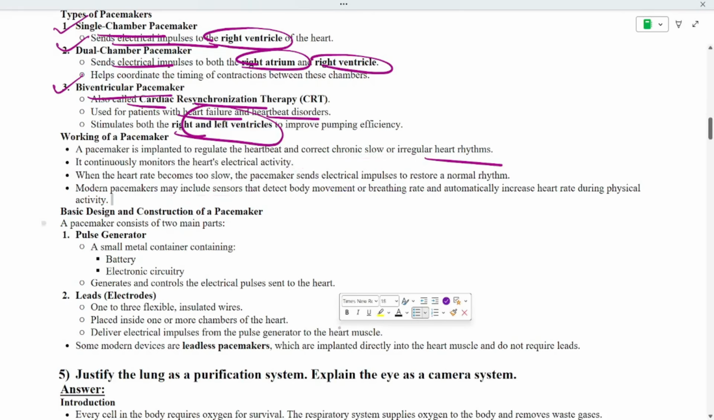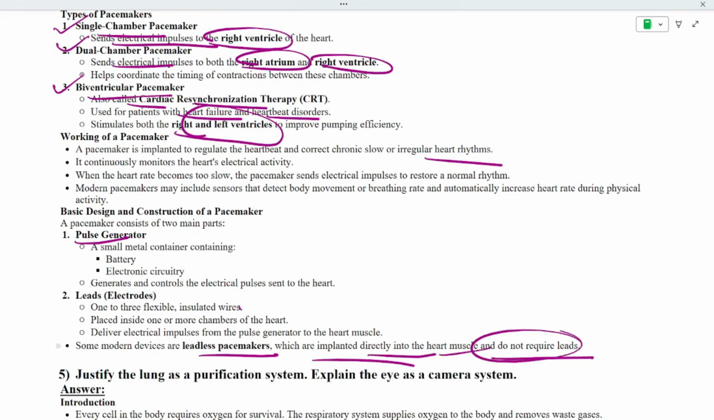Next, you can see the design has the pulse generator and the lead, that is the electrode. The pulse generator has the battery and electronic circuit, and the lead has 1 to 3 flexible insulated wires. It will be placed inside one or more chambers of the heart. Some modern devices are also leadless pacemakers, which are implanted directly into the heart muscle and do not require the leads present in the usual pacemaker.